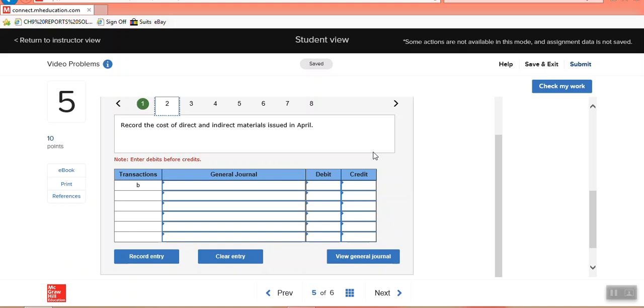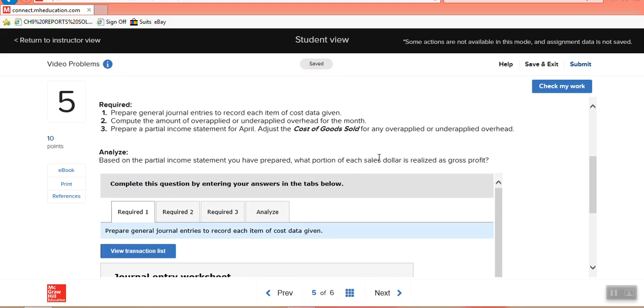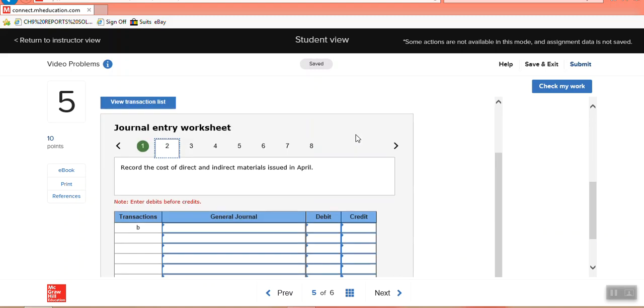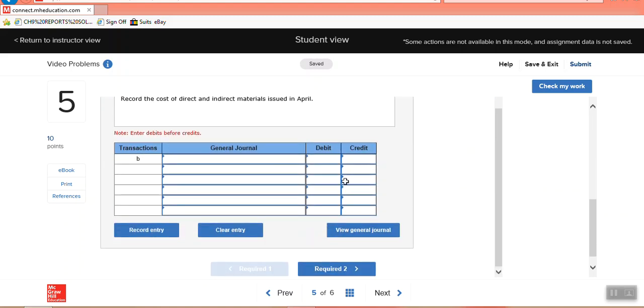Next, record the cost of direct and indirect materials used in April. So I'm thinking it's supposed to be up here. We've got direct materials of $85,000 and indirect of $5,000. So that's item B. Basically what we're recording is we're taking $85,000 and $5,000 out of raw materials, so that's $90,000 out of raw materials.